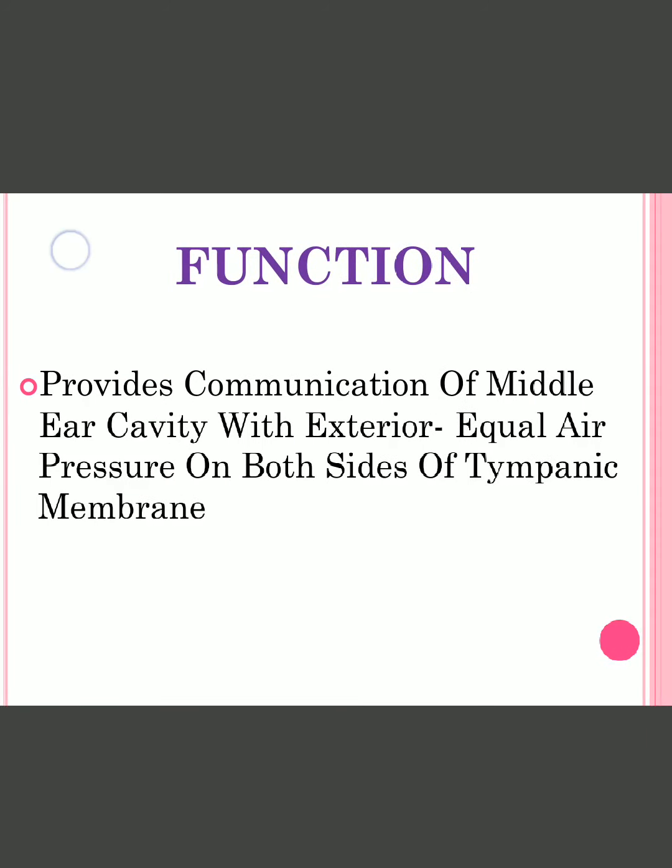Function of the auditory tube. We all know that it is a communication between the middle ear cavity and the exterior, and because of that the air pressure becomes equal on both sides of the tympanic membrane.